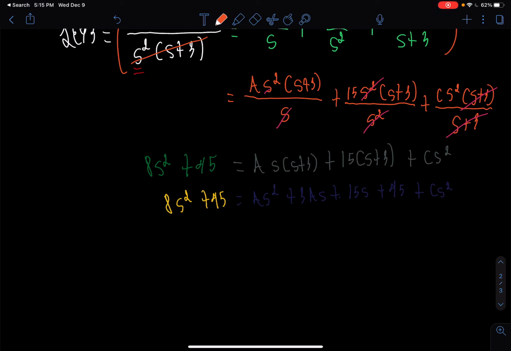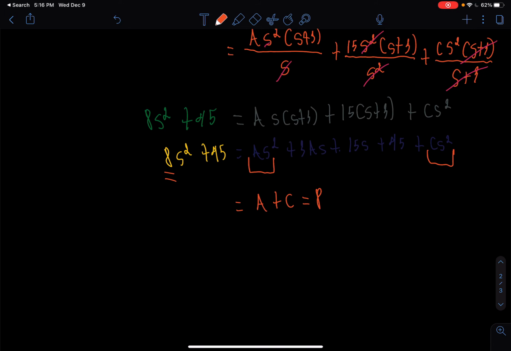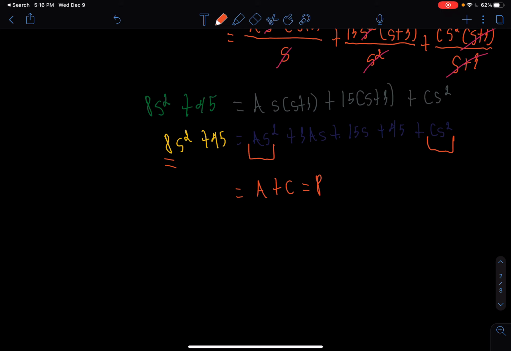So basically we have this As squared right here, and this Cs squared, and what happens is that we can rewrite this as a plus c. And now we look over here. We could set this equal to 8. And basically after that, it's just game over, right? We knocked down this differential equation because now we can do its Laplace inverse. But let me go ahead and work this out.